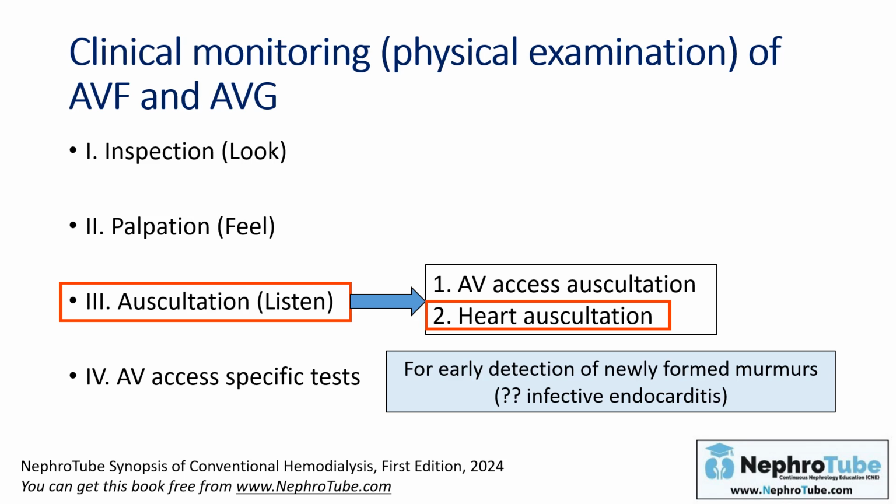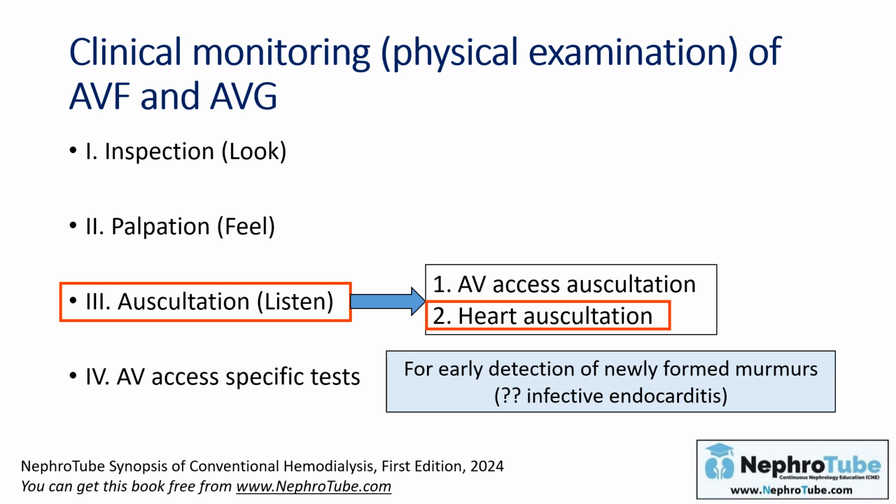But it is important to mention that when you hear a murmur over the heart, it may indicate a true murmur and infective endocarditis, or this murmur may be only a transmission of the thrill sound. It may be a transmitted bruit.